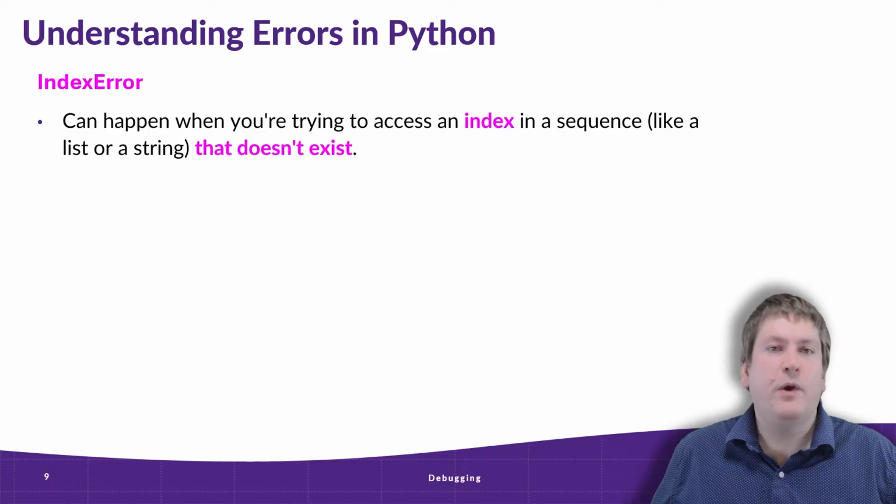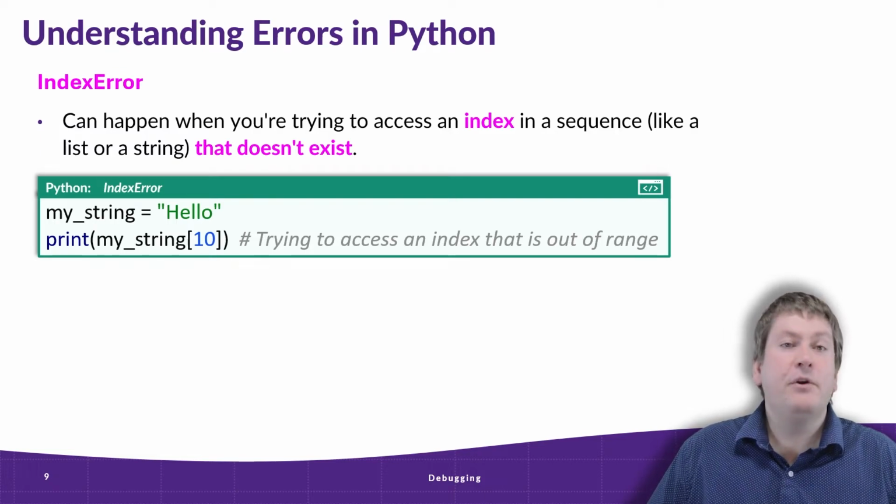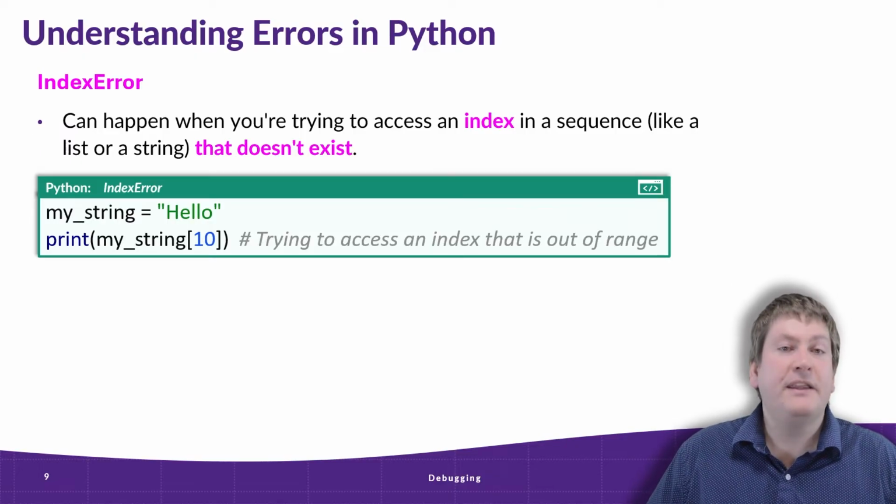We've gone too far to one end. Let's take a look at an example. Here we have a string, just hello, and we're storing that in myString. And then we're trying to print out a specific character in that string. In this case, that would be the character at index 10.